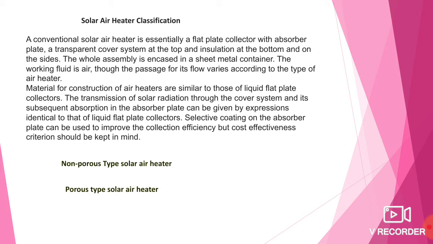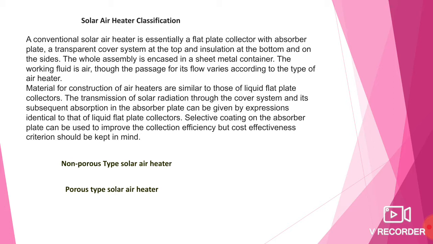the transparent cover system at the top and insulation at the bottom and on the sides, and the whole assembly is encased in a sheet metal container. The working fluid is air, though the passage for its flow varies according to the type of heater. The materials for construction of air heaters are similar to those of liquid flat plate collectors, what we discussed in the previous. The transmission of solar radiation through the cover system and its subsequent absorption in the absorber plate can be given by expressions identical to that of liquid flat plate collectors.